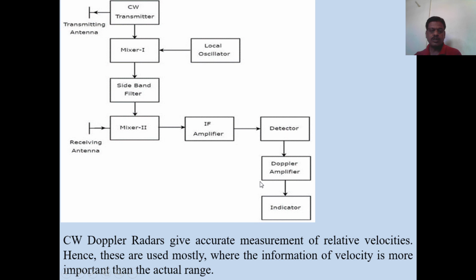So the continuous wave radar gives the accurate measurement of relative velocity. Hence these are used mostly where the information of velocity is more important than accurate range. For the detection of the moving velocity of the target, such types of radar are used, that is known as the continuous wave radar.